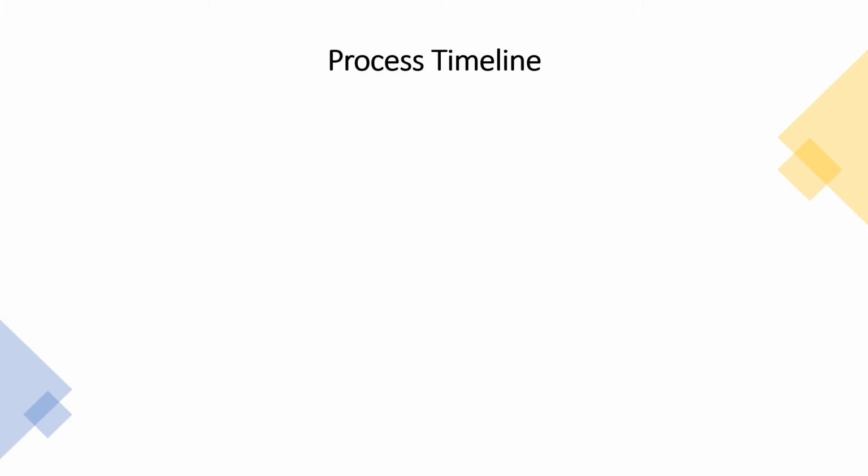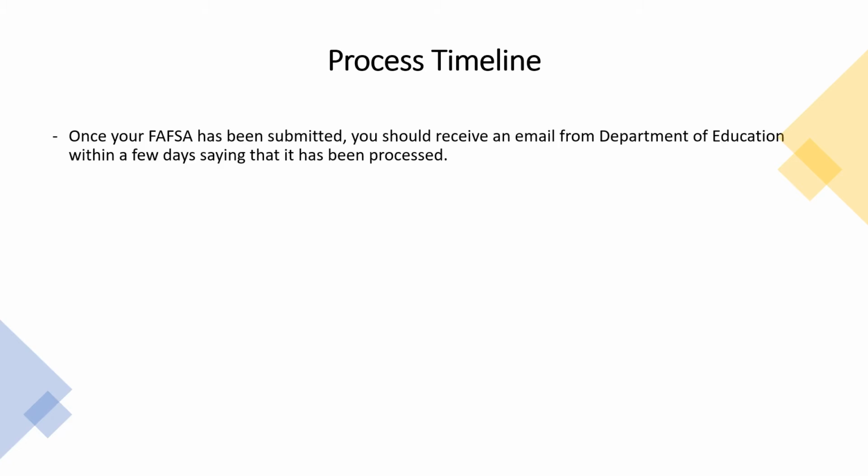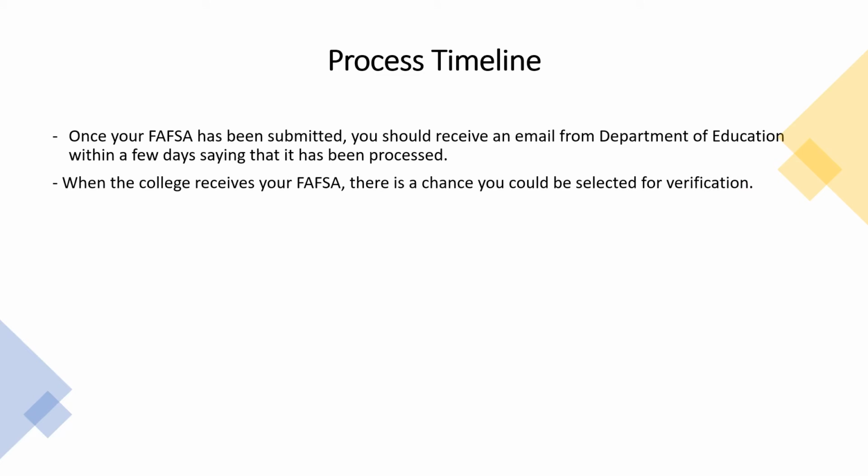When the student has submitted all their documentation, if needed, to their financial aid office, then they'll be awarded by the college. So again, first you submit that FAFSA, it goes to the Department of Education, you get confirmation of it, and then when the college receives your FAFSA, there's a chance you'll be selected for verification. And then when the student submits all the documents required, the college will award financial aid. What is verification?